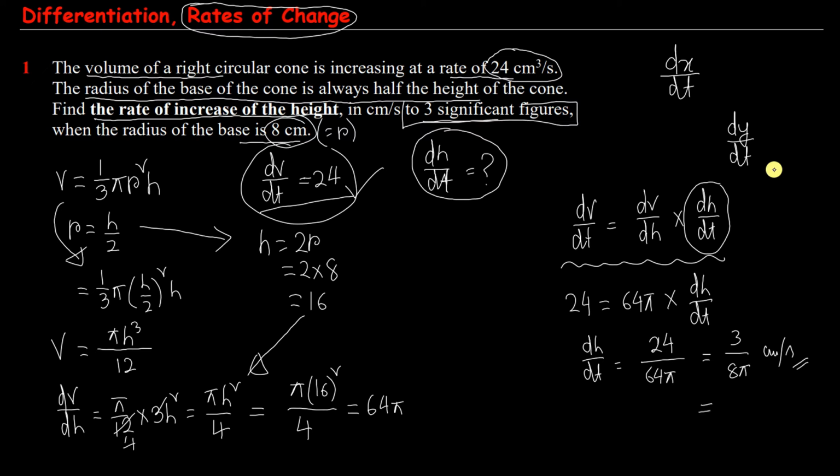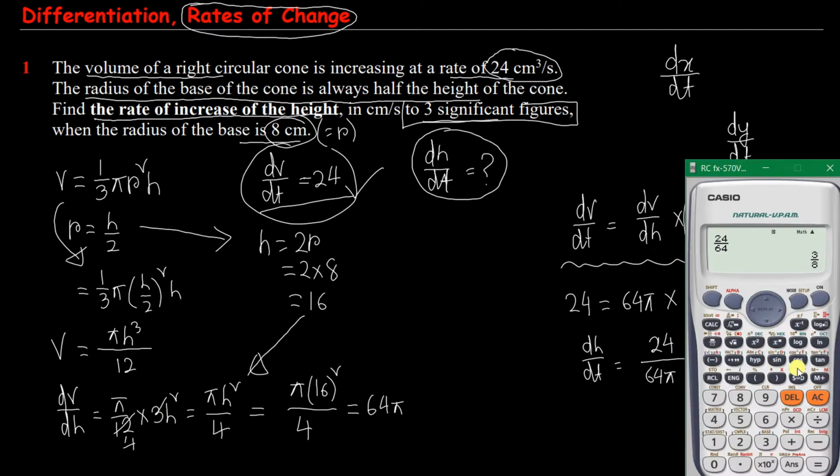But the question here is asking you to find the answer to three significant figures. So let us do it like that. What is the answer coming out? We need to put in our value 24. Better to use the calculator, because without a calculator it is not possible to find out.